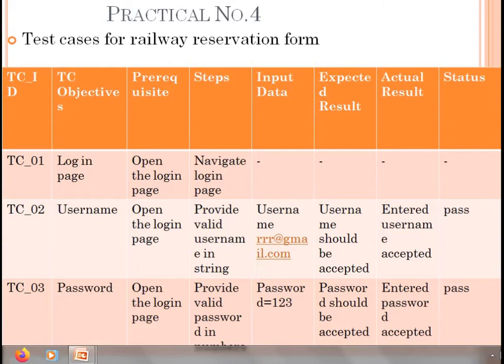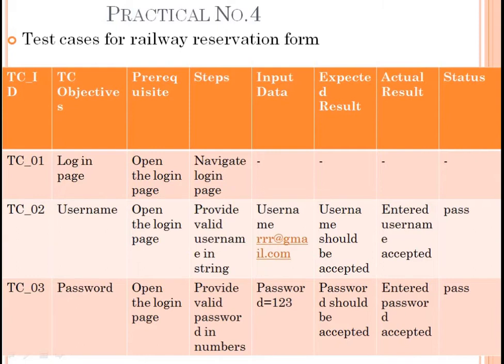Here is test case number 3, and the objective is the password. The prerequisite is to open the login page. The step is to provide a valid password in numbers. The password should be in numbers, not characters. So here the password is 123. The expected result is that the password should be accepted, and the actual result is that the entered password is accepted. If the actual result is equal to the expected result, the test case is pass.